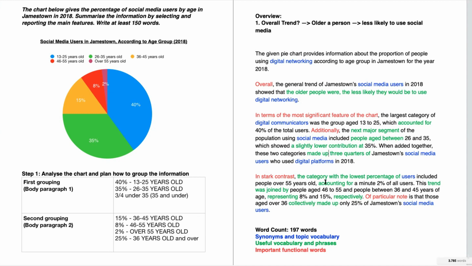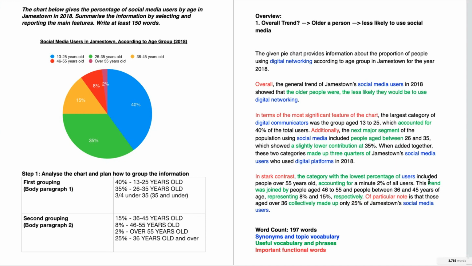Again, we have the category with the lowest percentage. So instead of segment or reusing segment, I said category. We have accounting for again. So note here that I said which accounted for, which was talking in the past. You could also talk in the present and say that this was accounting for a certain percentage.